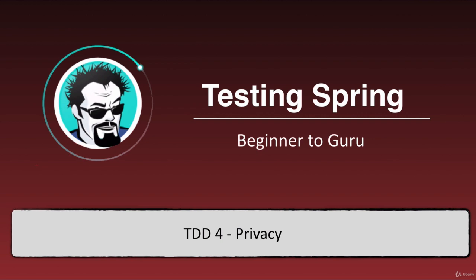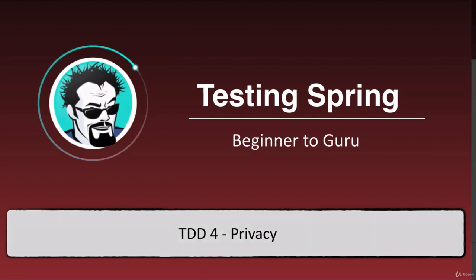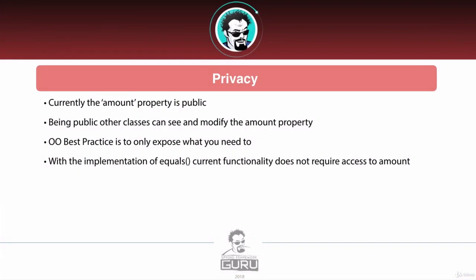In this video, we are going to explore the privacy to-do. And right now in our class, the amount property is public. And this is a bad thing. Being public, other classes can see that property and actually modify it. Definitely something we do not want.